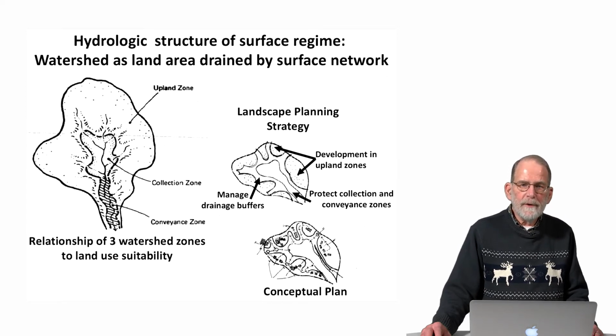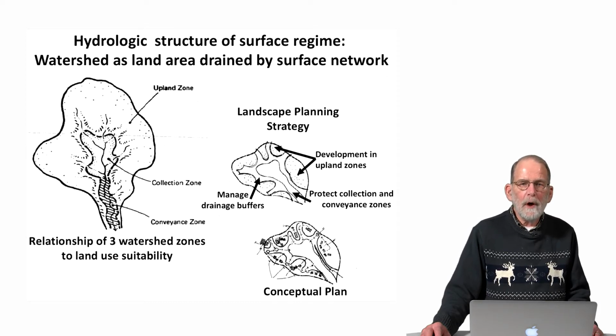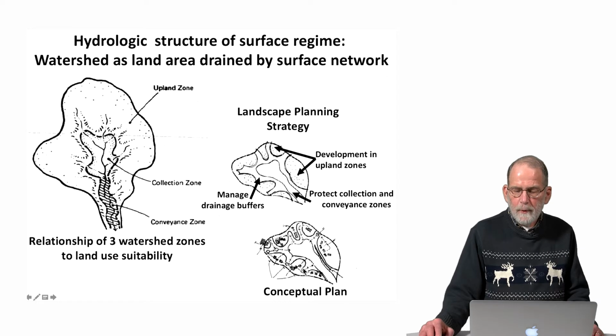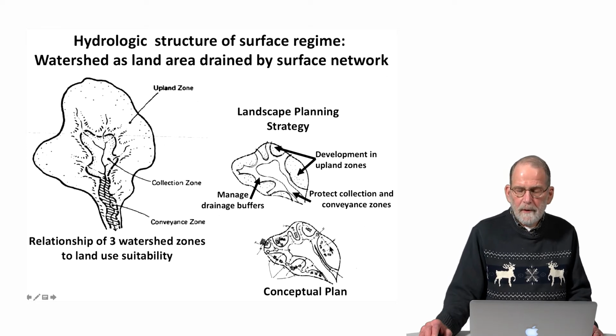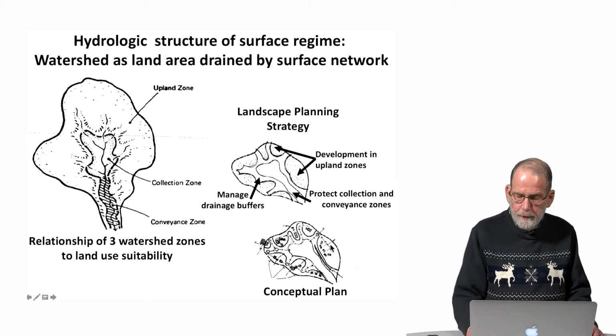So it's very important in terms of thinking about suitability of land use within a watershed to understand where you are within the watershed in terms of water moving across, through, and underneath of the land surface to discharge at the point of outlet. So we can see this final conceptual plan that was developed, with all of the development occurring outside of the collection zone and conveyance zone, outside of the buffer area, and in upland areas that are contributing water to the outlet.